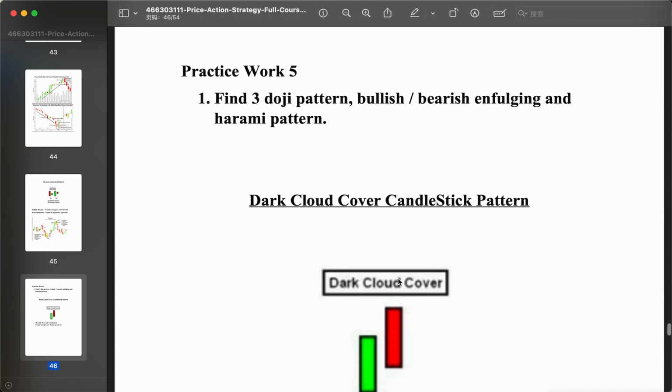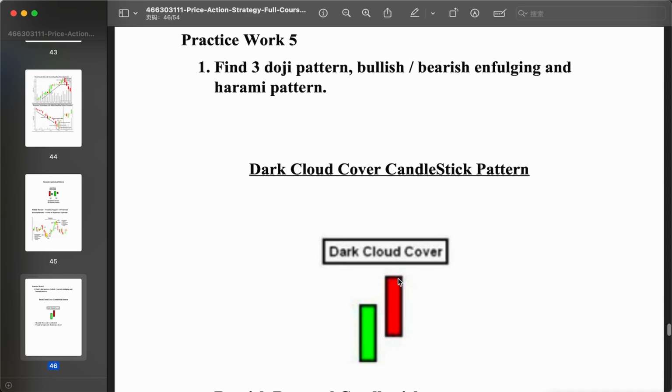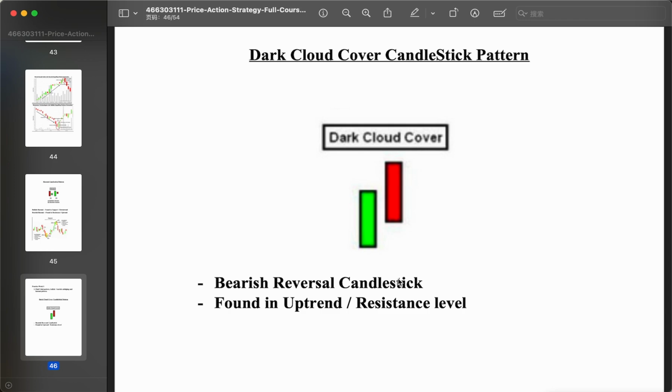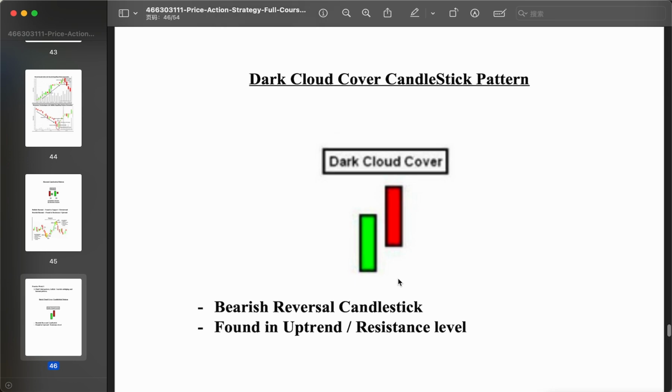So you can use all these reversal signals. You can use the Doji pattern, you can use the bullish/bearish engulfing, and also the Harami pattern. So there are 3 different patterns, and you can try to print them on a piece of paper and find them in any stock. For example, Tesla has plenty of volatility and good liquidity, so you can always try to label all these patterns on the chart. Okay, so now let's look at the dark cloud cover.